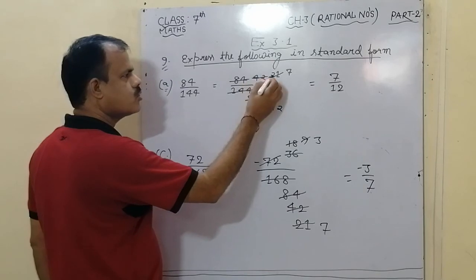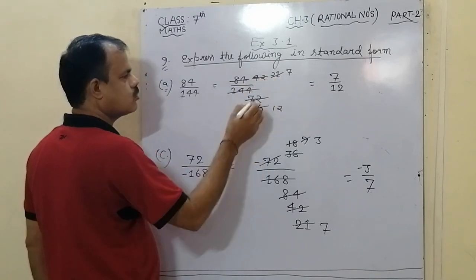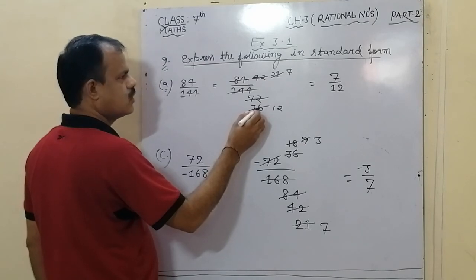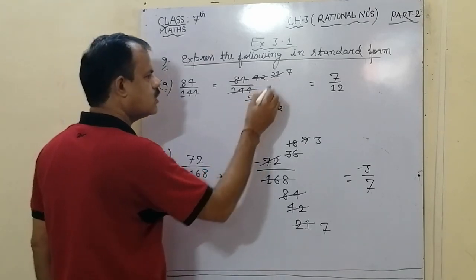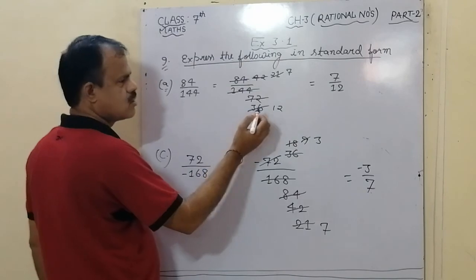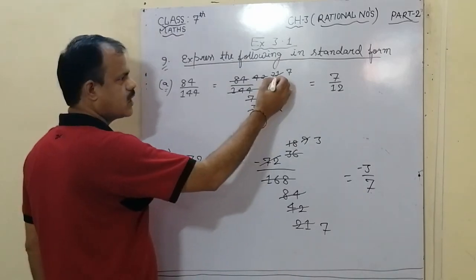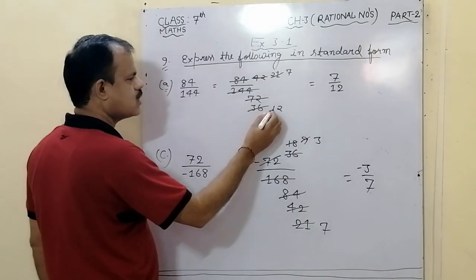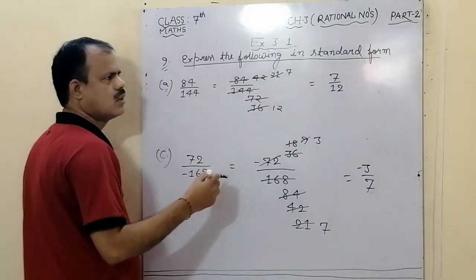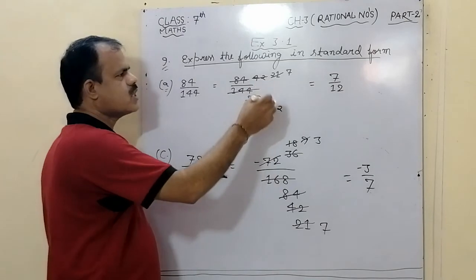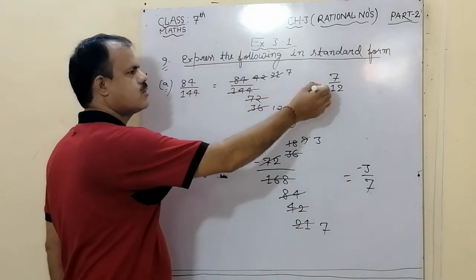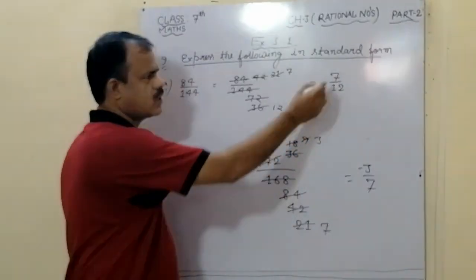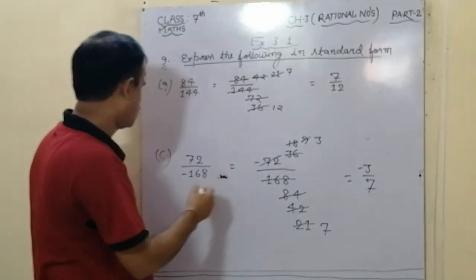Table of 2. 2 2s are 4, 2 1s are 2, 2 3s are 6, 2 6s are 12. So now 21 and 36. So we will cut this number by 3. 3 7s are 21, 3 1s are 3, 3 2s are 6. Now this is the simplest form, 7 by 12. So this is the final answer, because no table is there by which we can cut 7 by 12.